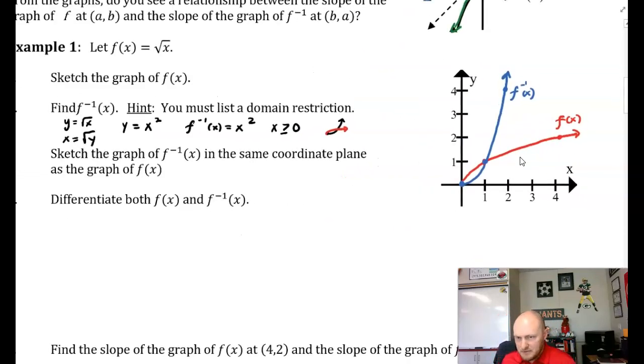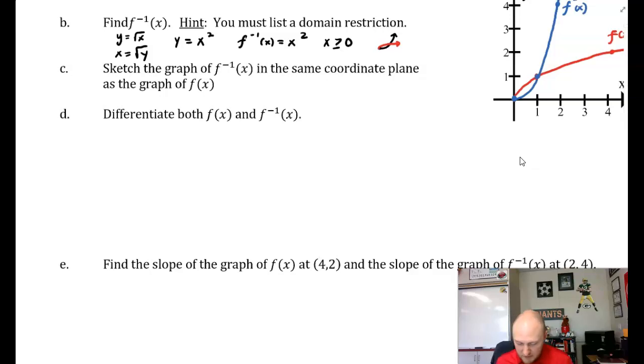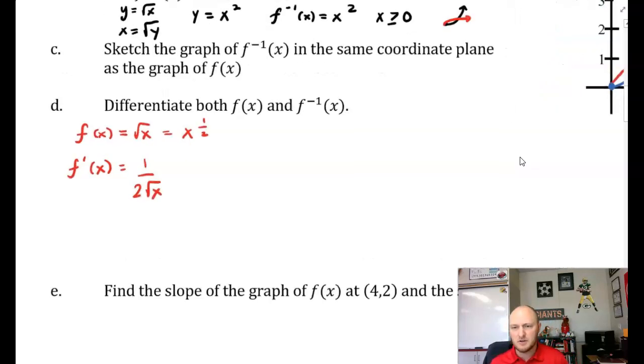And then D, we're asked to differentiate both f of x and f inverse of x. Well, f of x is the square root of x, and for that derivative, f prime, you could use the power rule, right? x to the power 1/2, bring down the 1/2, drop the power by 1. But hopefully at this point it's common convention.